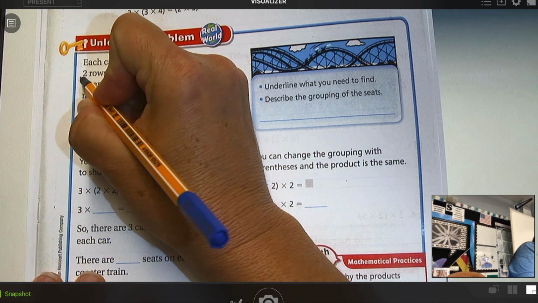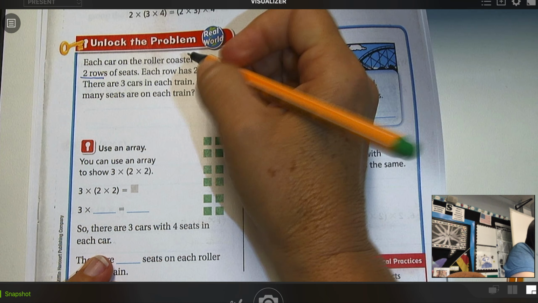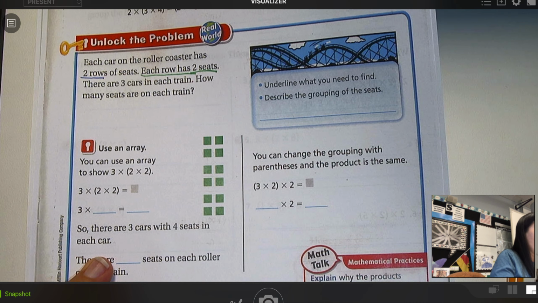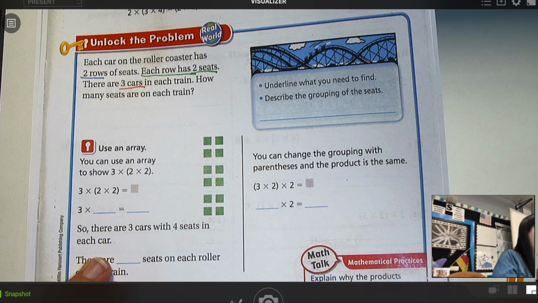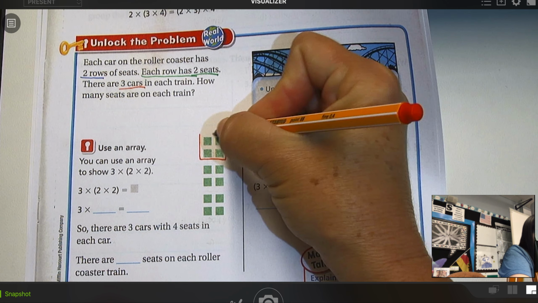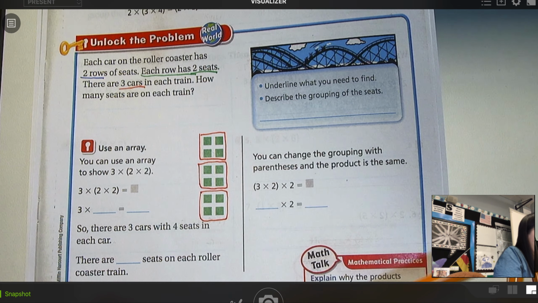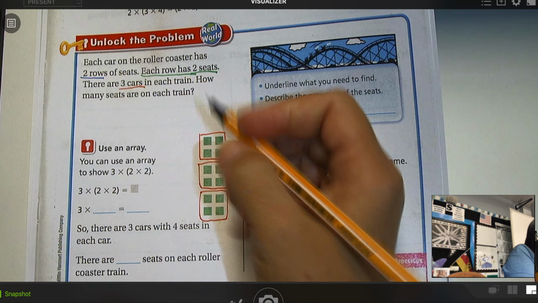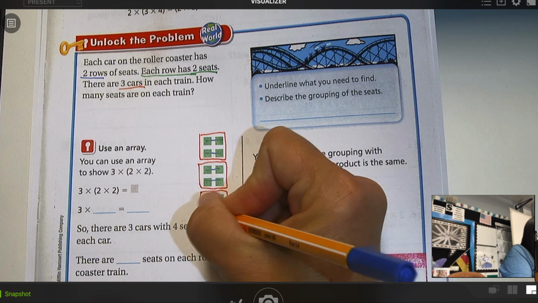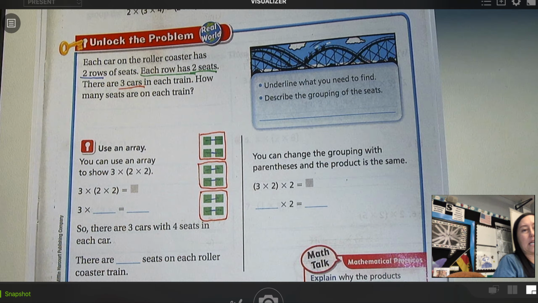So I've got two rows. I've got two seats in each row. Each row, two seats. And I know there are three cars in each train. So this picture right here, here's your three cars. Here's one car, here's two cars, here's three cars on the train. And you can see here is two rows, one row, two rows, one row, two rows, one row, two rows. So each car has two rows, and you can see the squares are the two seats in each row.